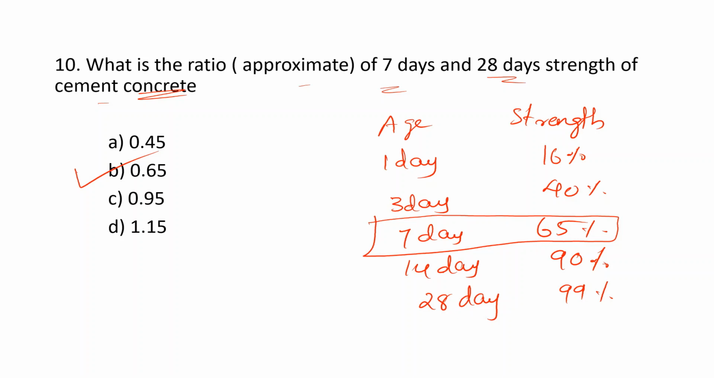This is also an important table, that is age and strength: in how many days concrete attains its strength. In 1 day it is 16%, 3 days 40%, 7 days 65%, 14 days 90%, and at 28 days it will attain almost its full strength. That is 99% strength it will attain at 28 days.